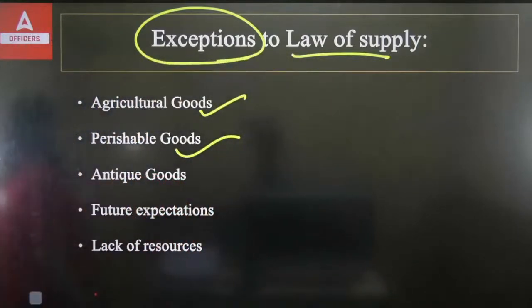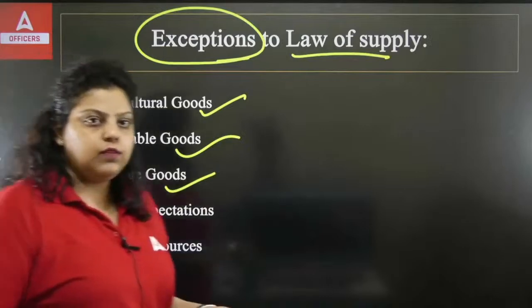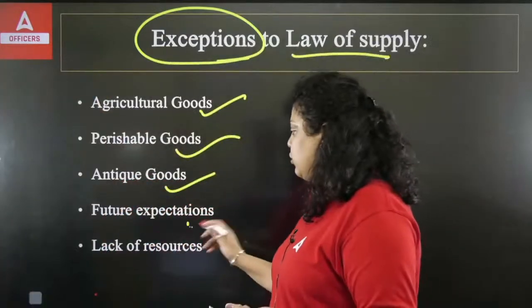So that's why they do not follow the law of supply. Okay. Now, antique goods. It's very obvious. Antique goods are very unique goods. If the price is increasing, you can't be producing antique goods. You can't do that. Future expectations.